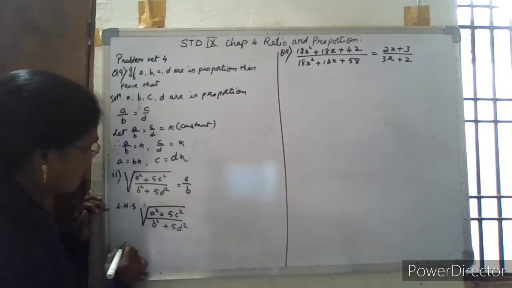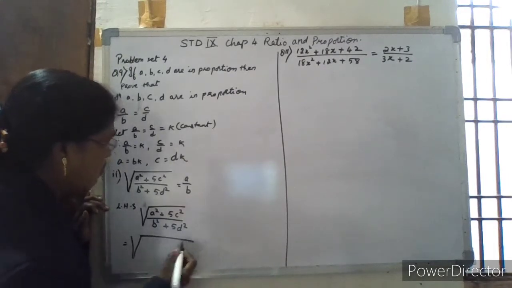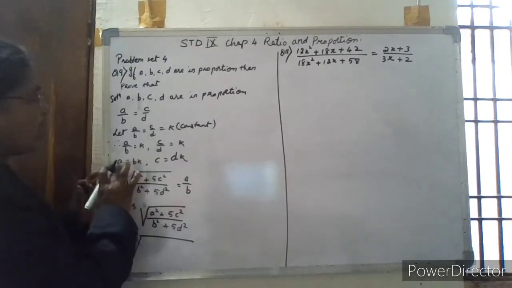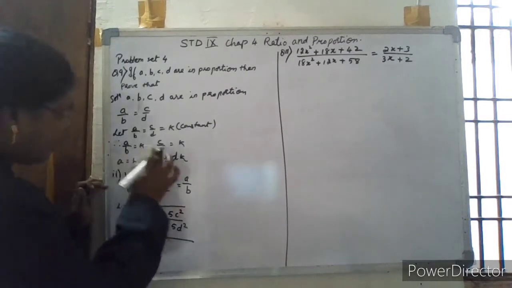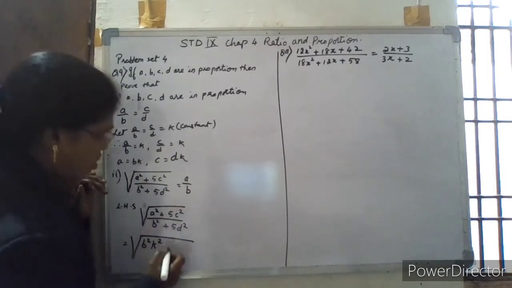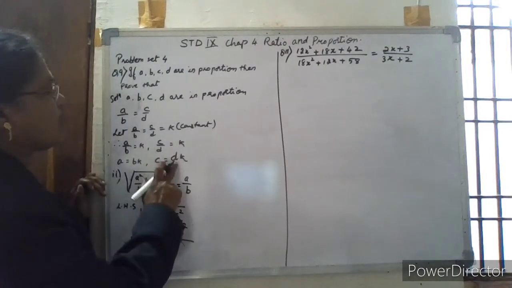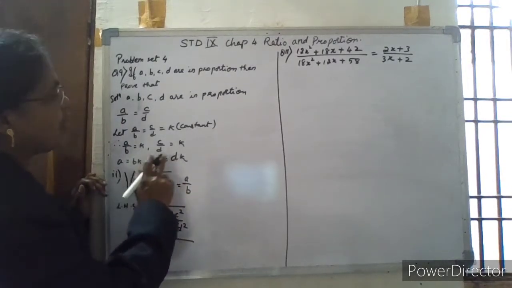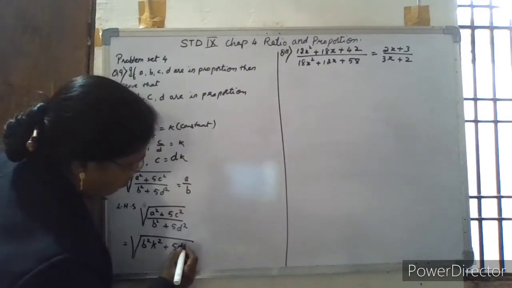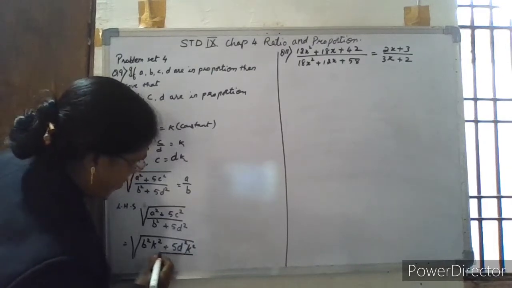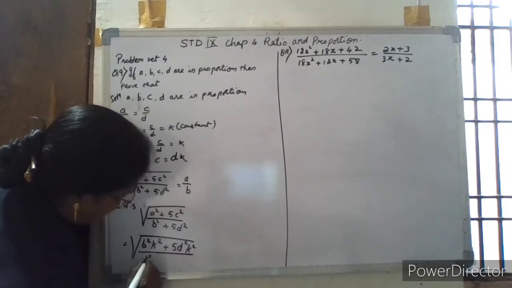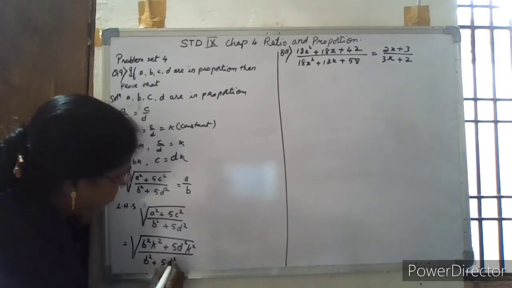Now this is equal to, under root you write it, A is equal to BK, so A squared means B squared K squared. Then plus 5. C value is equal to DK, so C squared will be equal to D squared K squared. So 5 D squared K squared. Whole thing upon B and D value we don't have, so it will be the same, B squared plus 5D squared.